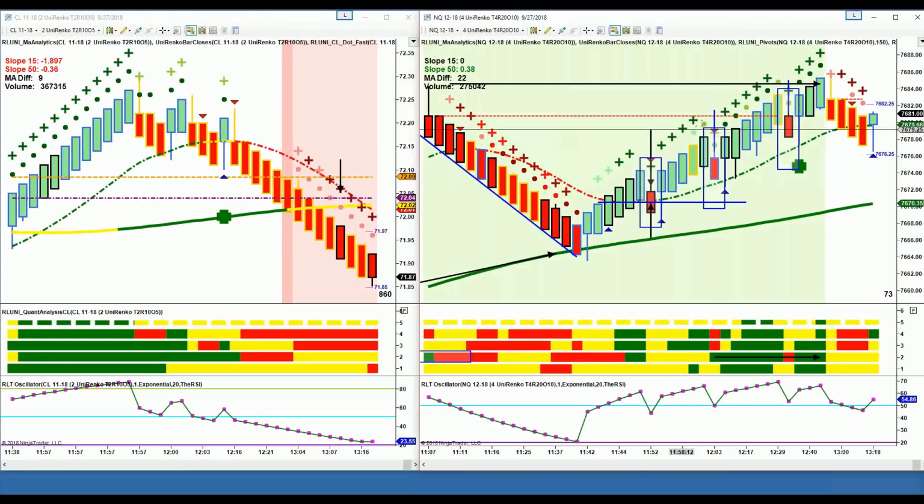But you can see the market's just dead. Now, crude's moving, but look at the volume it's moving on. I mean, who wants to trade that? I'm not trading on 10 contracts a minute or 15 contracts a minute.